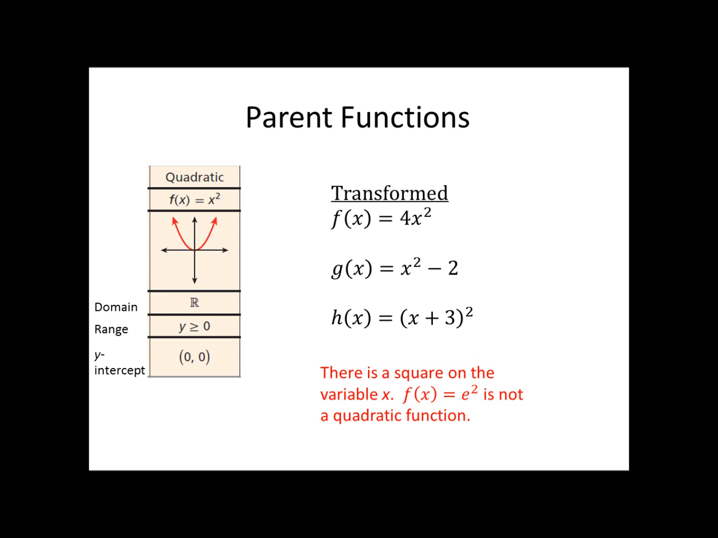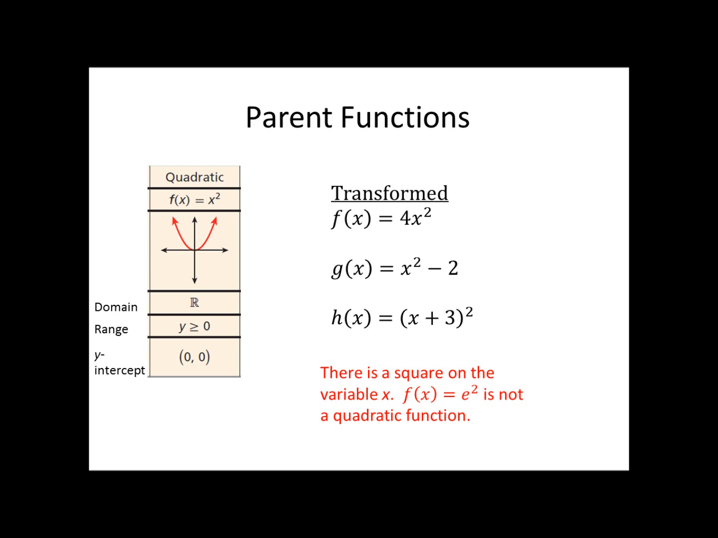Some examples of daughter functions, that is transformed parent functions. F of x equals 4x squared. You stick a number in the front, it's still a quadratic because that x is squared. G of x equals x squared minus 2. Again, the x is squared. Just because we're subtracting 2 doesn't change the fact that it's a quadratic function. H of x equals the quantity x plus 3 squared. You stick a number inside with the x, it's still a quadratic. The important thing here is that there is a square on the variable x.